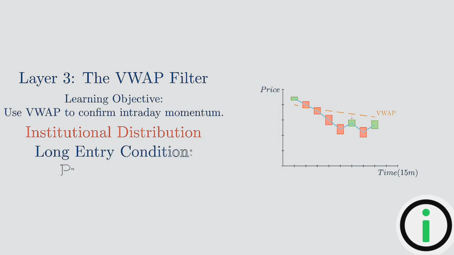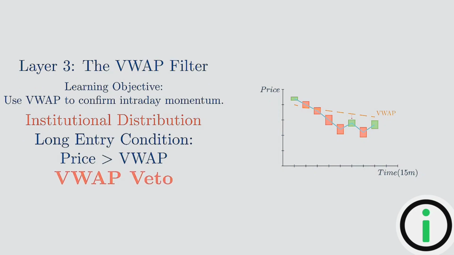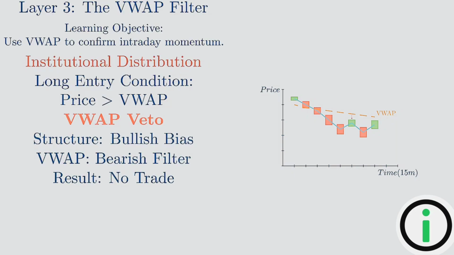Under the institutional footprint strategy, we only take a long trade in the golden pocket if the price is also trading above the VWAP. Because price stayed below VWAP on this day, this framework would not have triggered a long entry. This is the strategy doing its job. The market structure said bullish bias, but the VWAP filter said not today. It kept us out of a low-quality trade during a down day. We've now learned how to use VWAP as a real-time momentum filter.